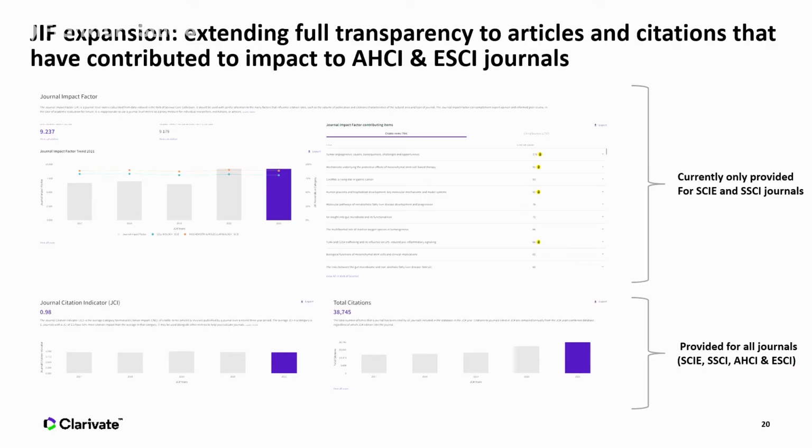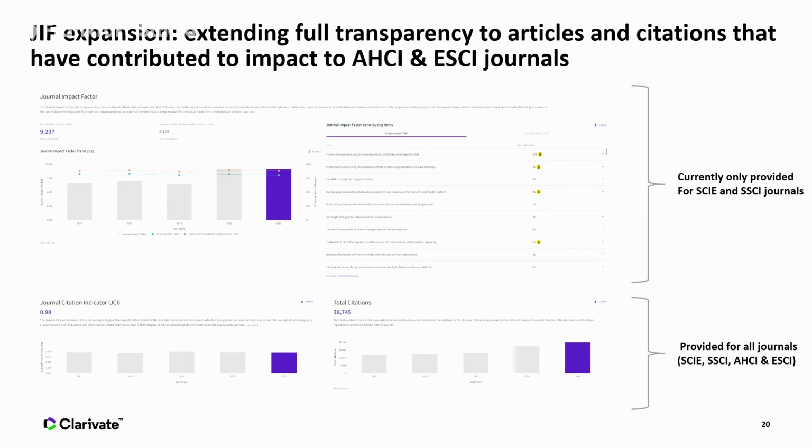So I mentioned that one of the reasons we're doing this is to increase the transparency. What this slide shows, it's all a bit tiny, I'm afraid, are 2 screenshots from a journal profile page in the JCR. The second panel just shows the JCI trend and total citation trend, and that's currently available for journals from all 4 indices. The top panel at the moment is only available for journals in SCIE and SSCI, so journals with a GIF.